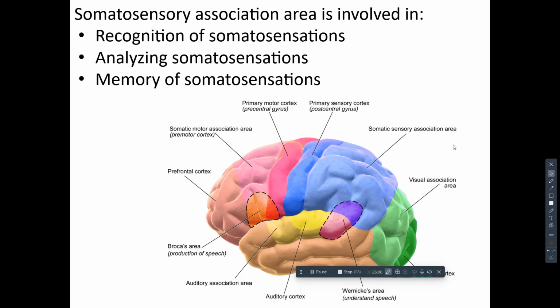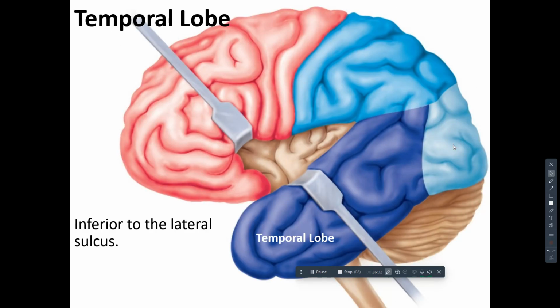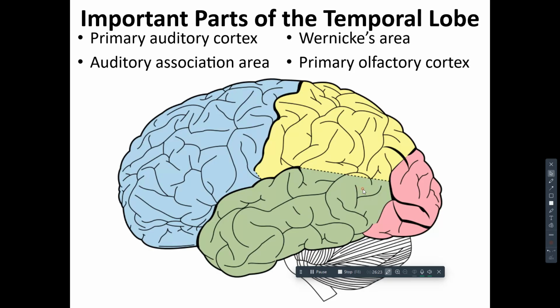All right, fantastic. Let's jump to the temporal lobe. I think we'll do the temporal lobe, then maybe we'll call it quits for this first brain video. The temporal lobe is inferior to that lateral sulcus. The lateral sulcus was pulled open here. We see the temporal lobe nicely right here, corresponding to the temporal bone.